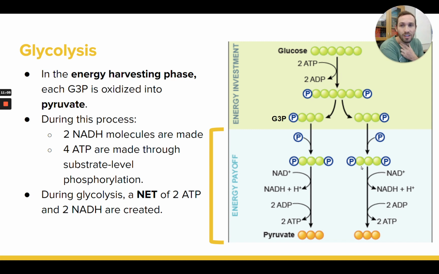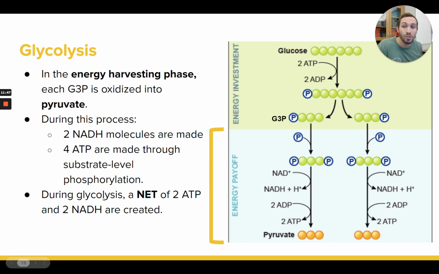And so overall, in the energy harvesting phase, when we take these 2 molecules of G3P and produce these 2 molecules of pyruvate, we end up making 4 molecules of ATP, 2 plus 2, and 2 NADHs. So we have an NADH over here holding on to a pair of high energy electrons, and then over here. And so that's what's happening in the energy harvesting phase. And then you have pyruvate, which is a 3-carbon molecule that you need to know. When I say pyruvate, you need to know that's what we end glycolysis with, and it contains 3 carbons.